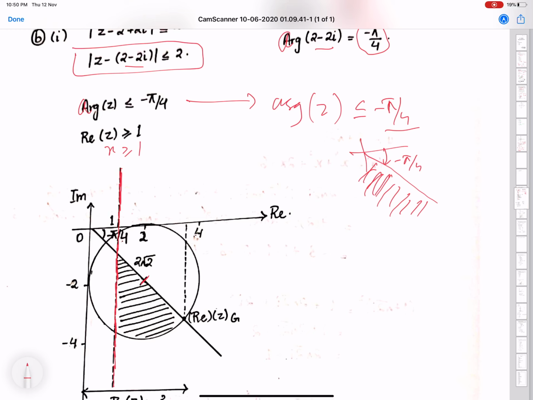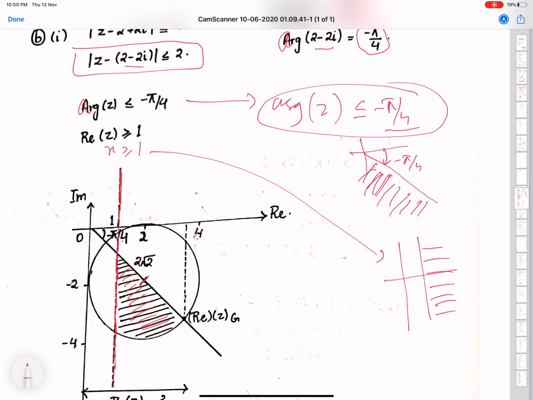And if you will check the required region, this is the required region, because this line says you need to shade this part. According to inequality of circle, shade inside the circle. According to this argument, you need to shade this side, and according to this inequality, you need to shade this side. Therefore, this is the required region, and z must be here for real part of z greatest.